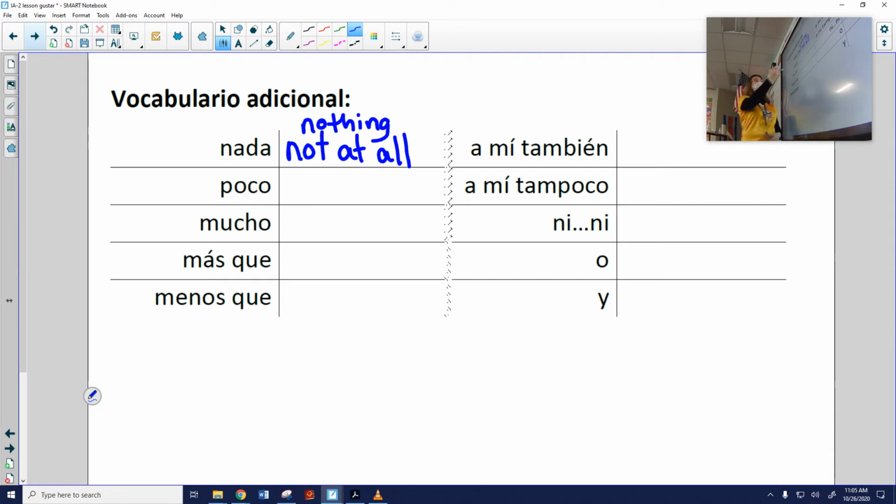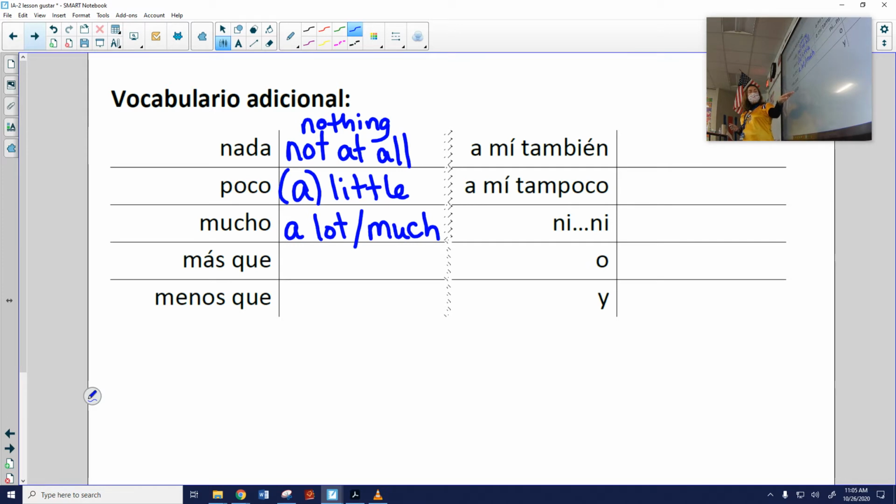Poco means a little. In English, sometimes we say a little and sometimes we say little. Mucho, a lot or much. For ejemplo, ¿te gustan mucho las matemáticas? Do you like math much?